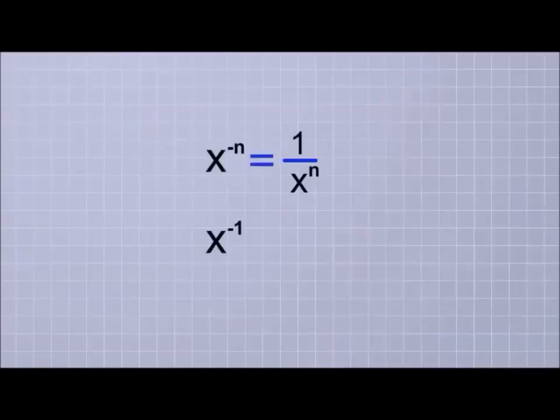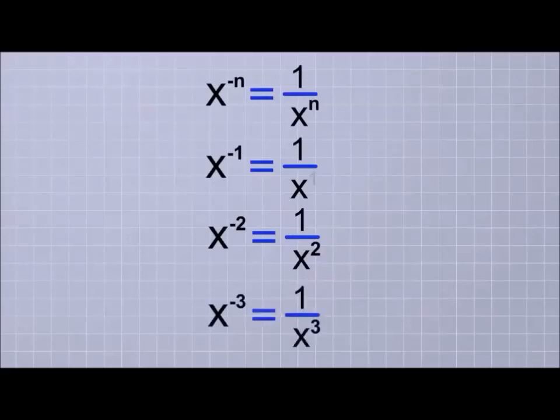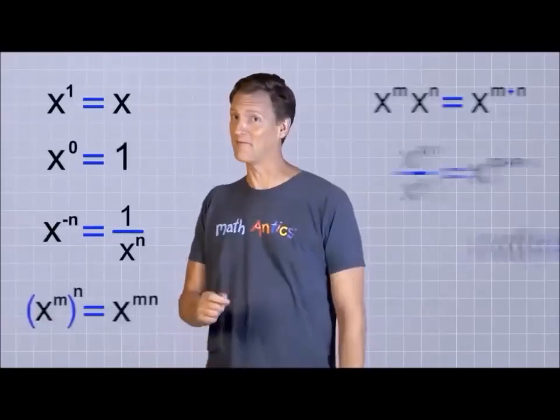X to the -1 is 1 over x to the +1, or just 1 over x. X to the -2 is 1 over x to the +2. X to the -3 is 1 over x to the +3, and so on.